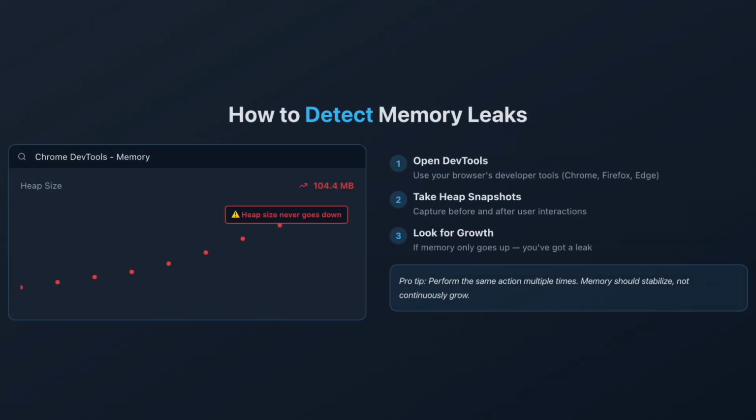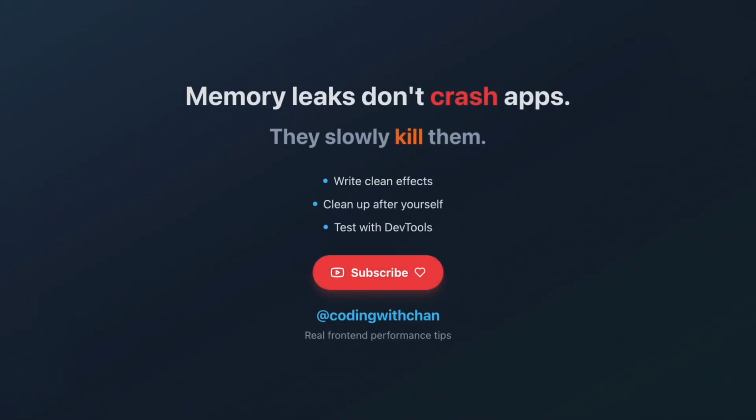Use browser DevTools. Take heap snapshots before and after interactions. If memory only goes up, you've got a leak. Memory leaks don't crash your app, they slowly kill it.